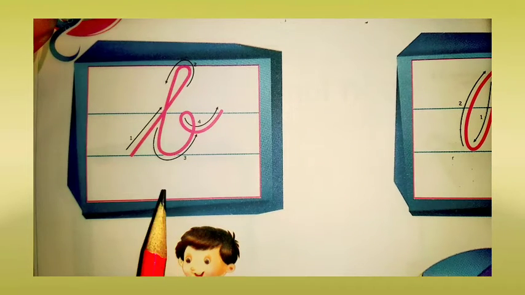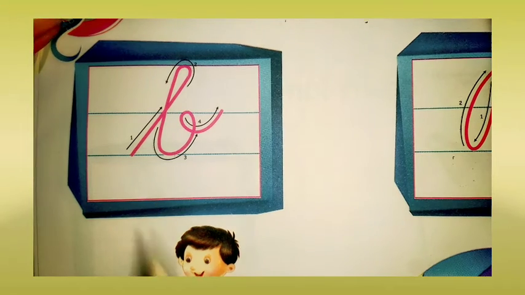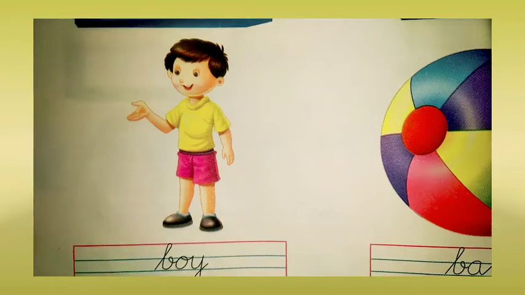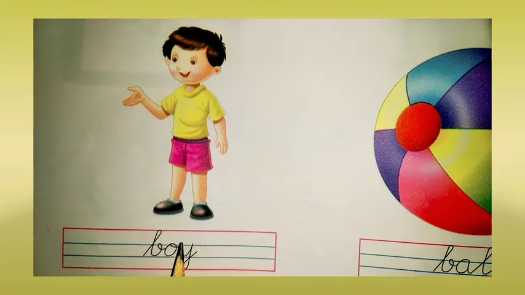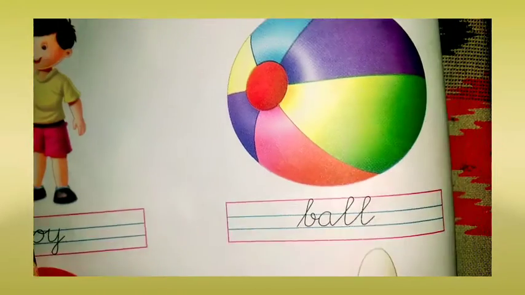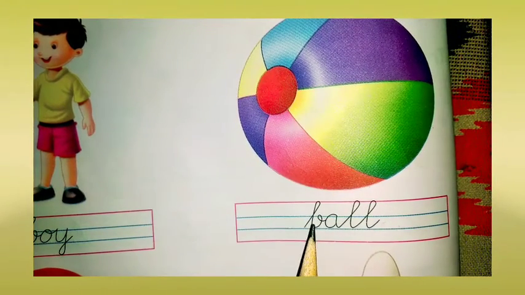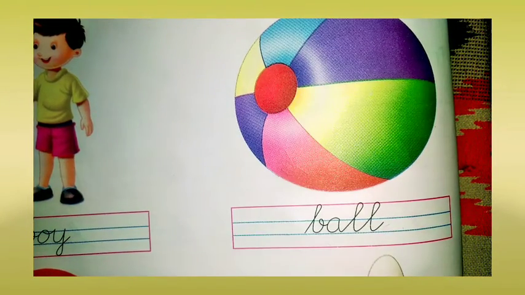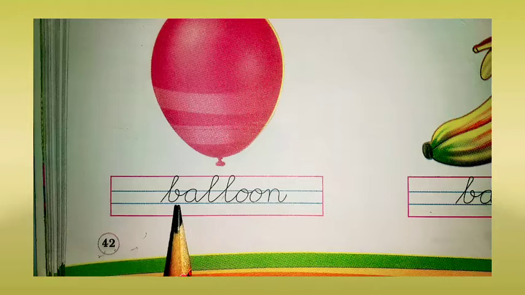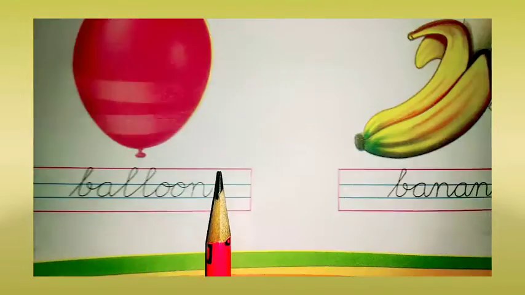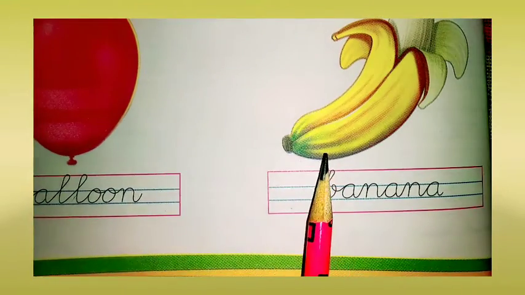This is small cursive B. B for boy, B for ball, B for balloon, B for banana.